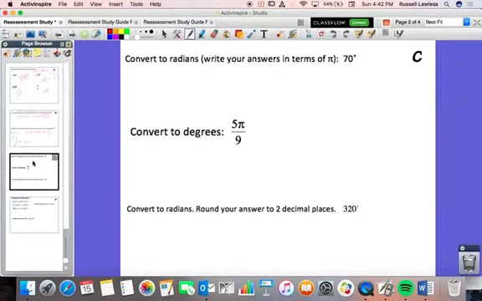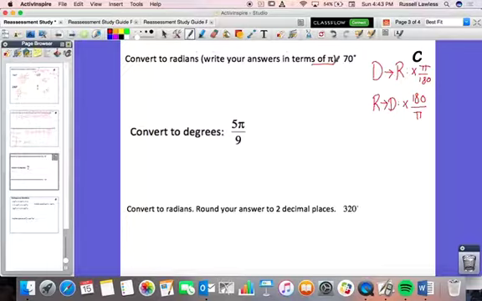Now, on top of things that we've done in the past, we're going to go back to converting angles to degrees. From the two formulas that we memorized, if you're going from degrees to radians, you're going to be multiplying by pi over 180. And if you're going from radians to degrees, you're going to be multiplying by 180 over pi. So if we're converting to radians, writing in terms of pi, that means that we're just going to have a pi variable there.